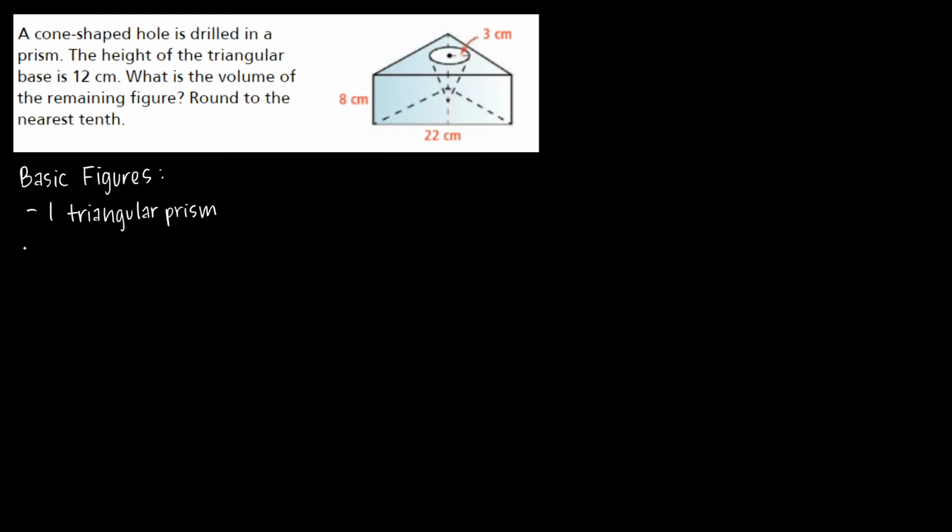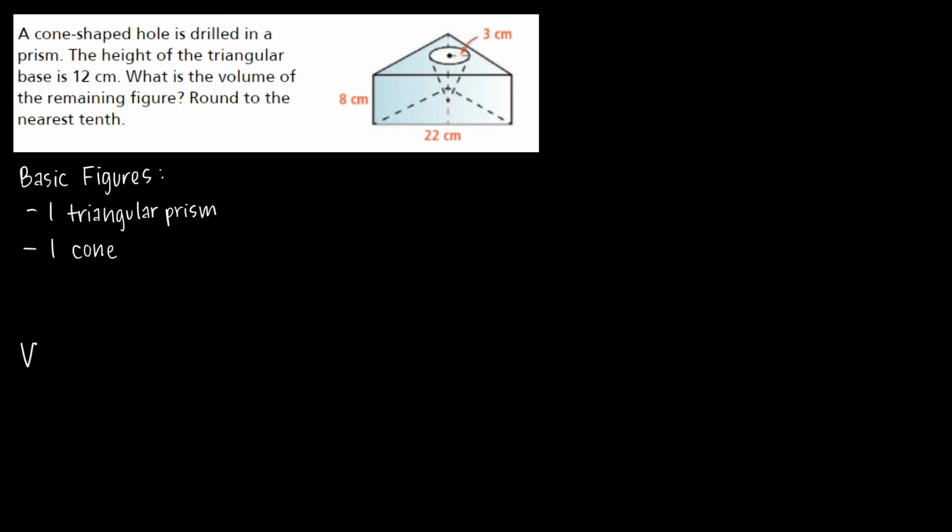And it also said there is a cone drilled into that prism. So we're going to deal with that concept in a minute. What I need to know right now is that there is a cone in this figure that I'm going to need to find the volume of. So at the very end, since the cone is drilled into the prism and we're trying to find the remaining volume, that gives me a hint that we are going to be subtracting the volume of that cone.